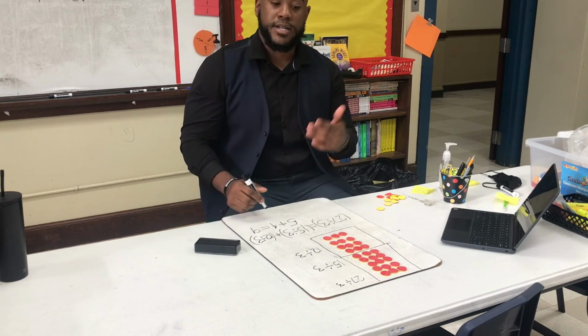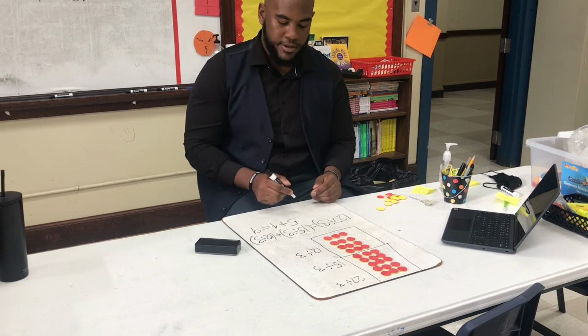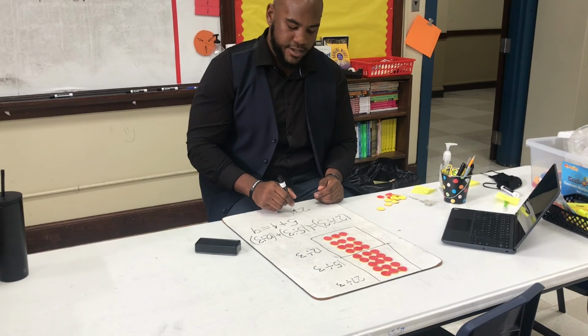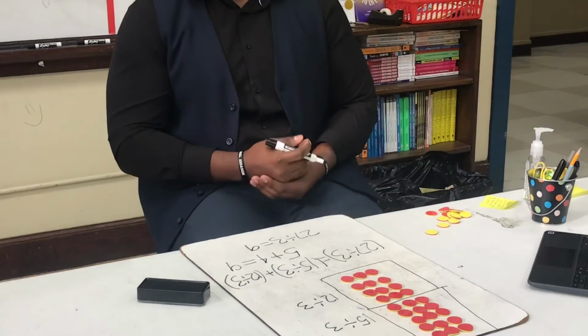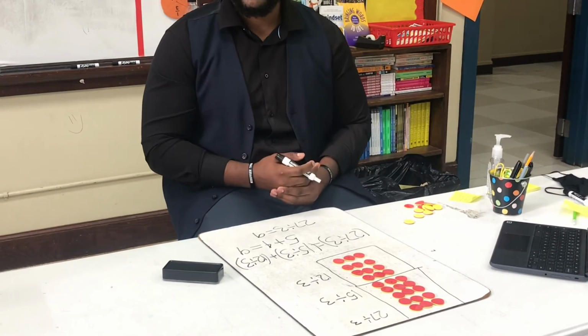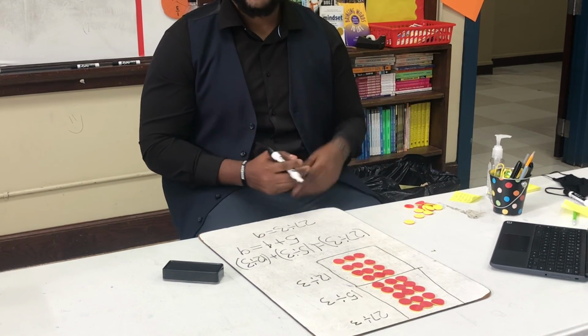Now let's plug it into our original division problem. 27 divided by 3 equals 9. And we know this is correct because if we put it in multiplication terms, 9 times 3 is 27.